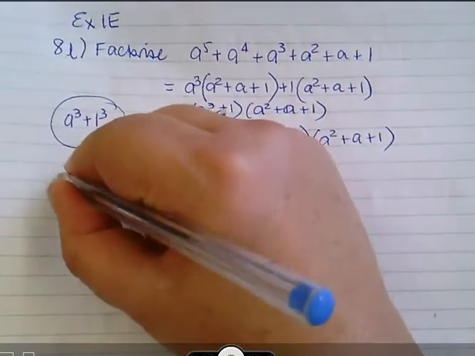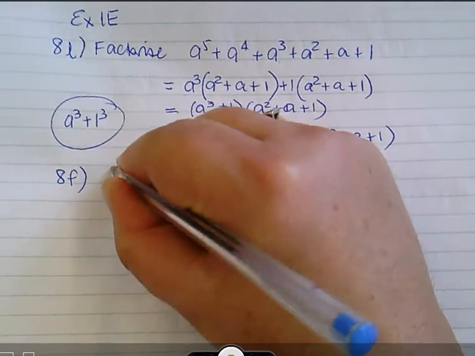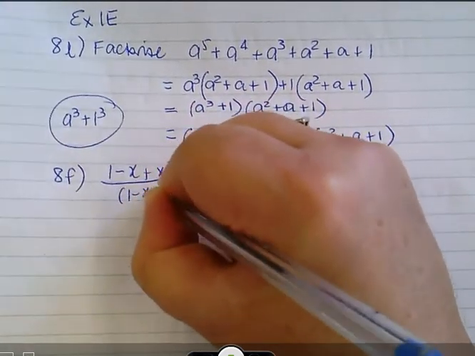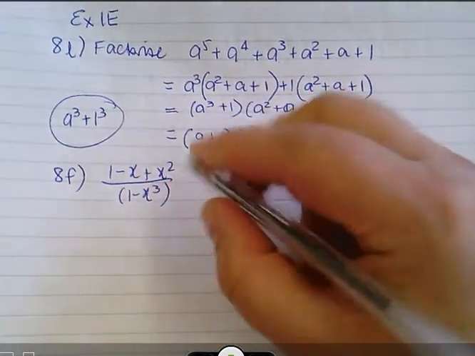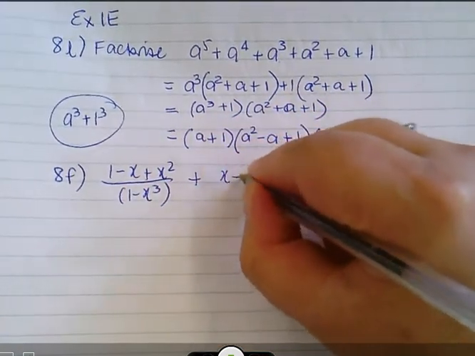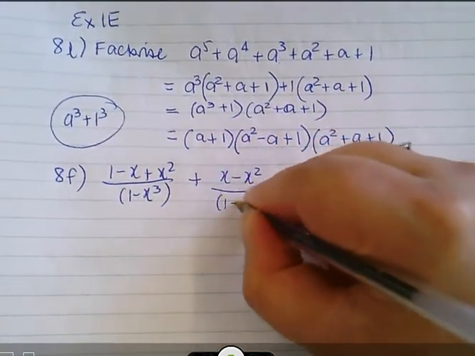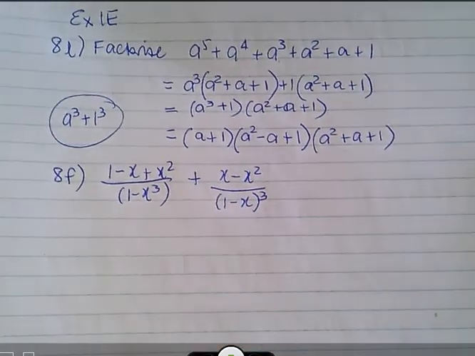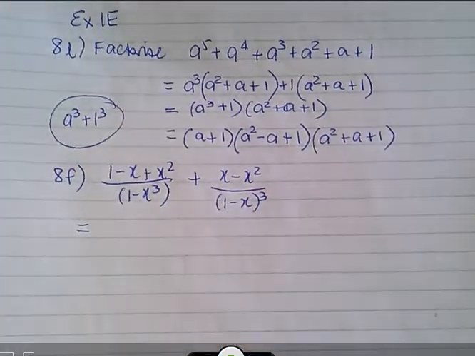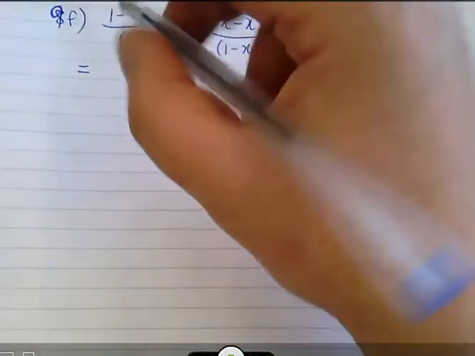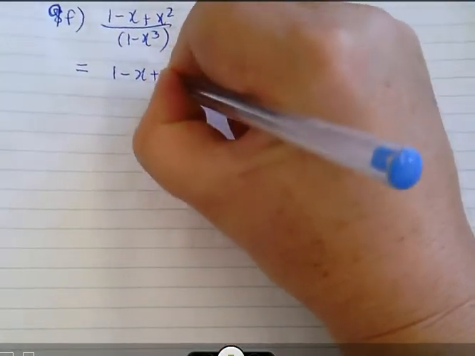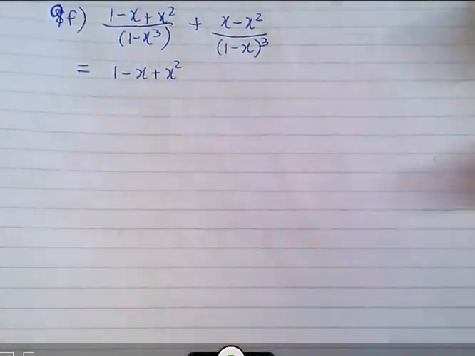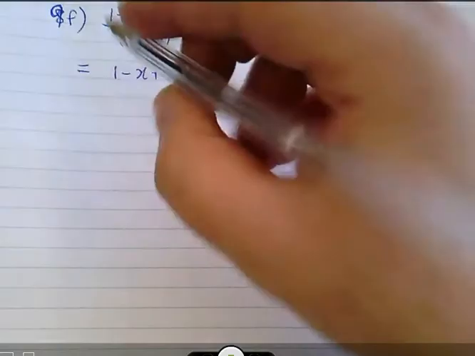And last question, AF, is to factorize this. 1 plus x squared over 1 minus x cubed. That doesn't need to be in brackets, by the way. Plus x minus x squared over 1 minus x all cubed. So this first one doesn't have to be in brackets. This is 9f. I cannot factorize that. And you might want to write it the other way if you want it as x squared minus x plus 1 if you want, but you don't have to.